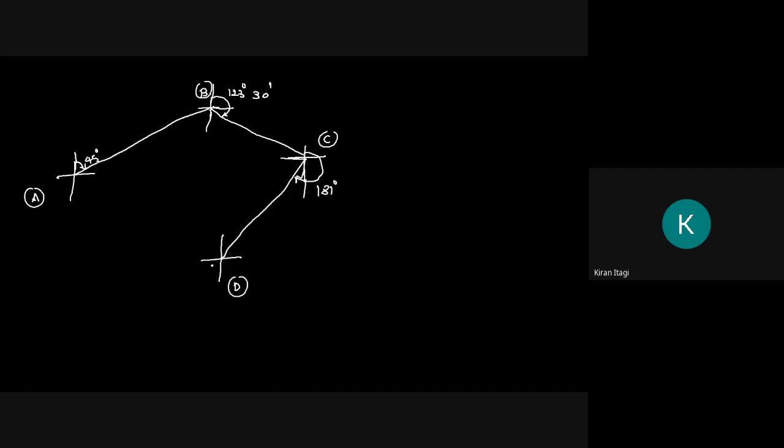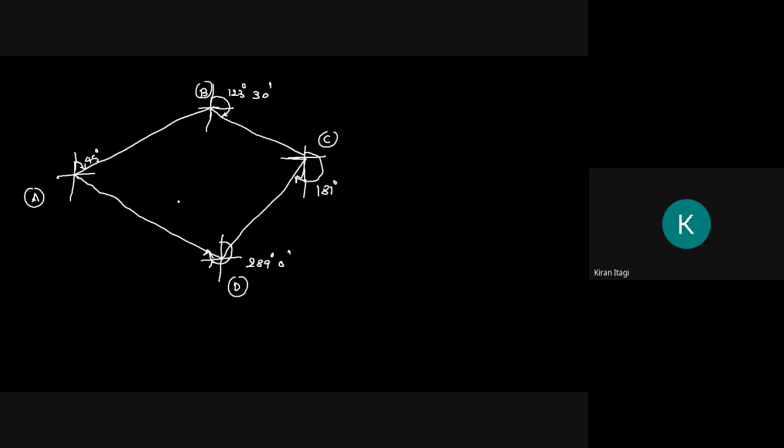Now from D to A, sorry, my bad. From D to A, how much has he given? 289 degrees. 289 degrees means it is greater than 270 and lesser than 360. Therefore, join the line. So this is my closed traverse. Measure the angle. It is how much? 289 degrees 0 minutes.